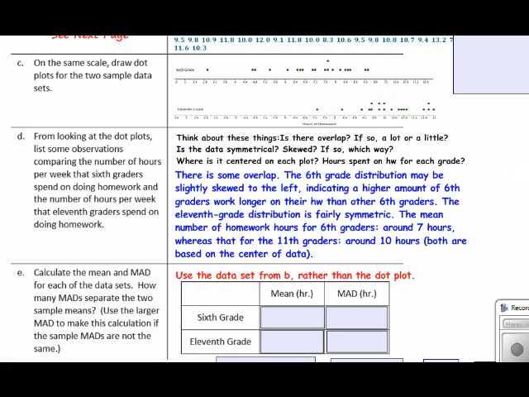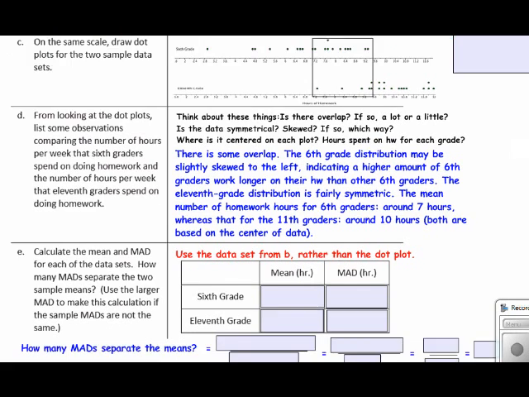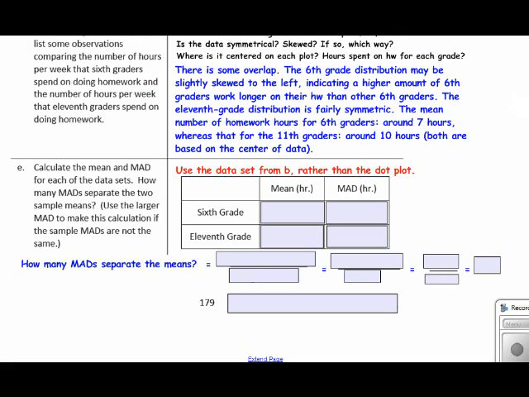And then again, when we're talking about overlap, remember that we were talking about numbers that are in common on both of the dot plots, such as here. That would be considered the overlap. Question E. Calculate the mean and MAD for each of the data sets. How many MADs separate the two sample means? Use the larger MAD to make this calculation if the sample MADs are not the same.